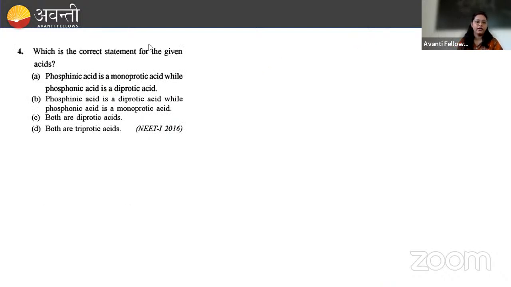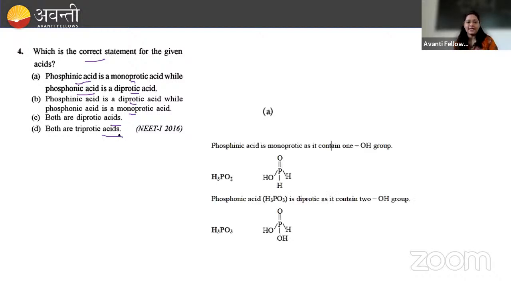Which of the following is the correct statement for the given acid? So there are 2 acids given here, phosphinic acid and phosphonic acid. Phosphinic acid is monoprotic, while phosphonic acid is diprotic. Phosphinic acid is diprotic and phosphonic acid is monoprotic. Both are diprotic, both are triprotic. So first of all, we need to understand the structure of both the acids: phosphinic acid as well as phosphonic acid.